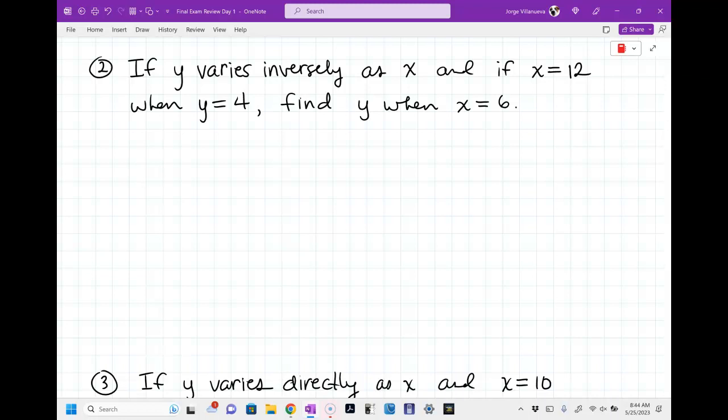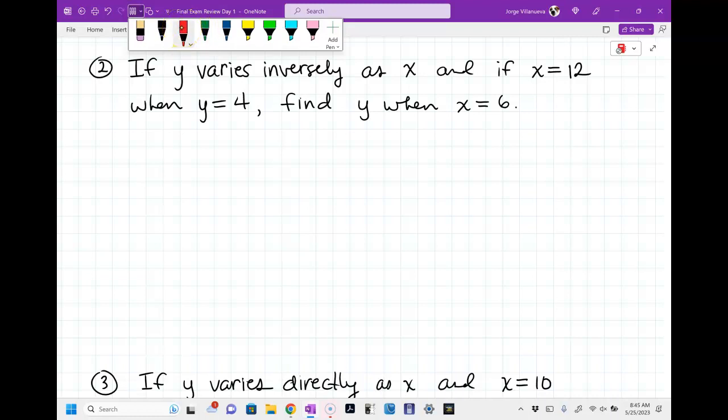So, all right, number 2. If y varies inversely as x, and if x equals 12 when y equals 4, find y when x equals 6. Now, these are really easy problems. The hard part about it is, do you remember the formula? So this is an inverse variation, and if you look towards the bottom, you can see that there's going to be a direct variation problem as well. But inverse variation has its own formula. Direct variation has its own formula. So you got to make sure that you know them. So let me write them down for you guys.